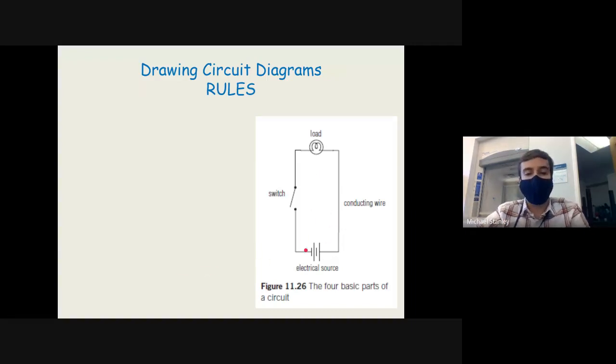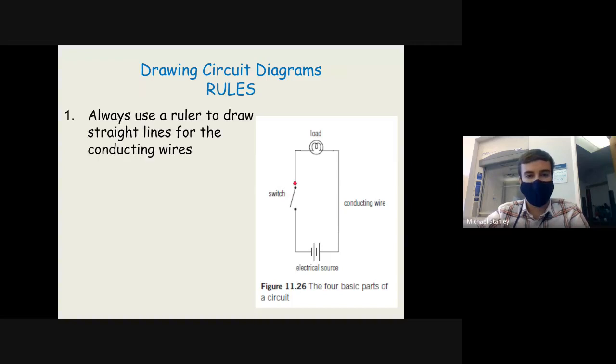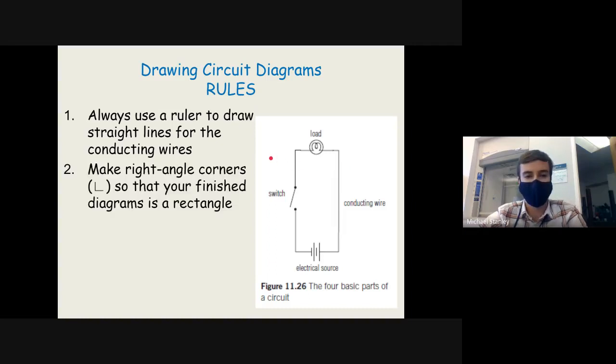So here we have a basic circuit diagram. Normally when you're drawing circuits, especially if you're hand drawing them, you want your wires to be as straight as possible, so that they don't get confused for something else. It's a lot easier to read if you make it into a box or a rectangle so that all the different parts are separated out.